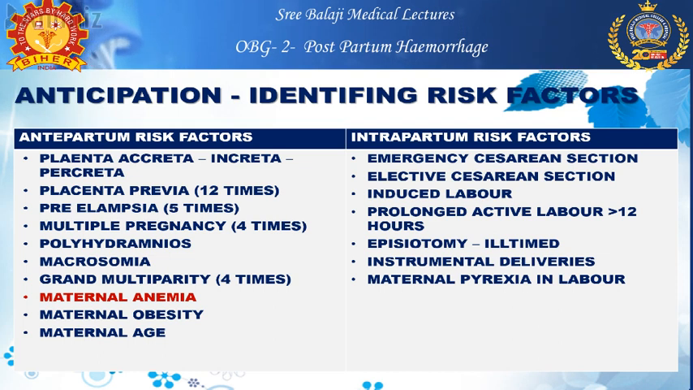Antepartum risk factors are abnormal placental implantation, that is placenta accreta, increta and percreta, placenta previa which increases the risk by 12 times, preeclampsia 5 times, multiple pregnancy 4 times risk, polyhydramnios, macrosomia, grand multiparity, maternal anemia which is a major risk factor for PPH, maternal obesity and maternal age. Maternal age in either scenario, both teenage pregnancy and elderly gravida are prone to develop PPH.